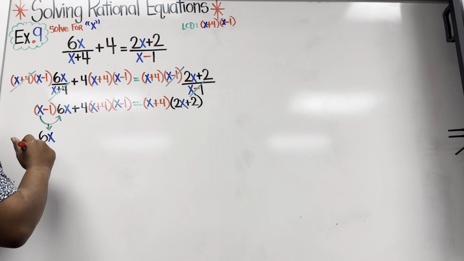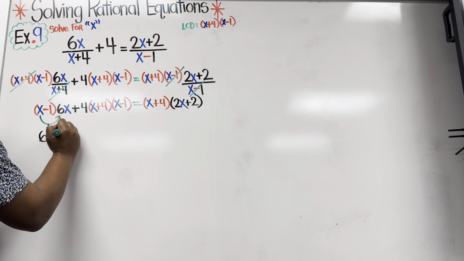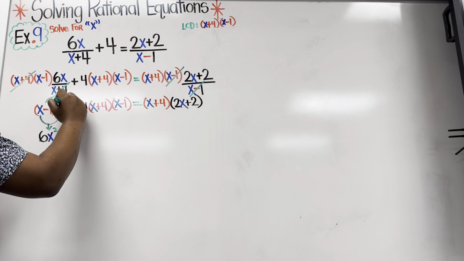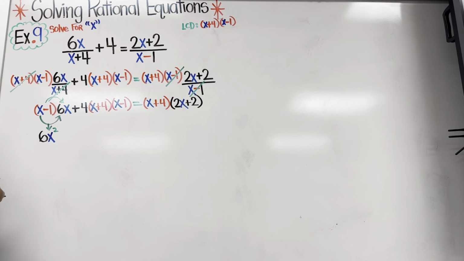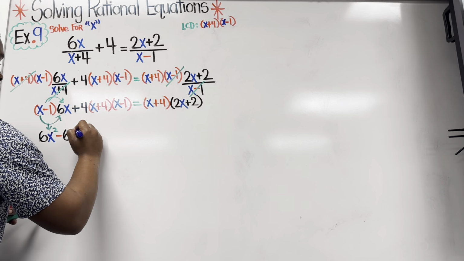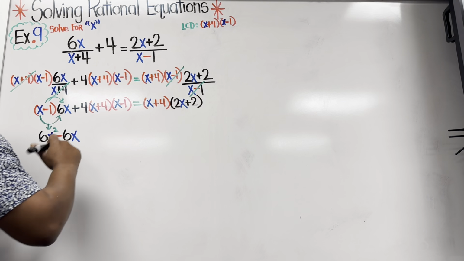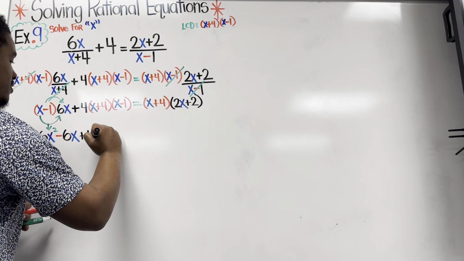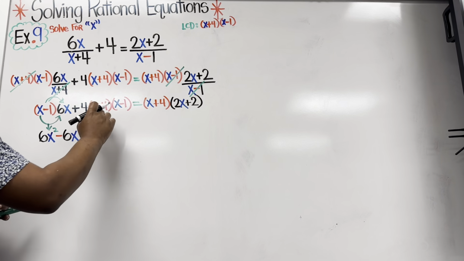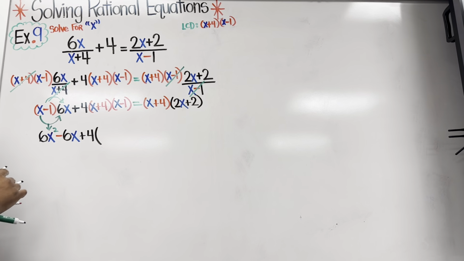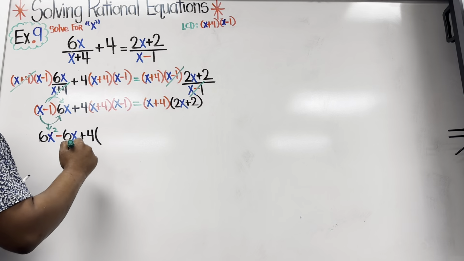$6x squared. I'm going to put it. All right. And then I'm going to have negative 1 times 6x, which is negative 6x. So it's going to be minus 6x. All right. Plus, okay, I'm going to have 4 times, and then all of this, guys, I'm actually going to factor that out, okay? So that's going to be inside the parentheses.